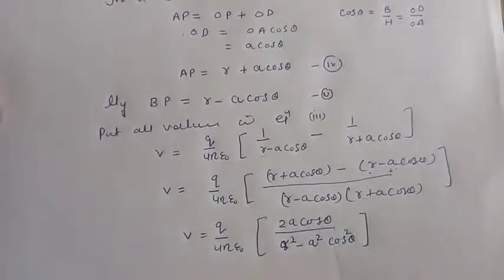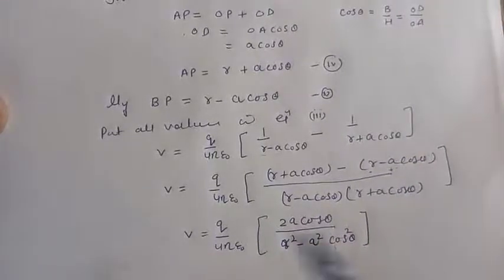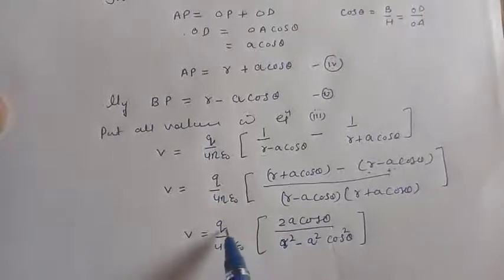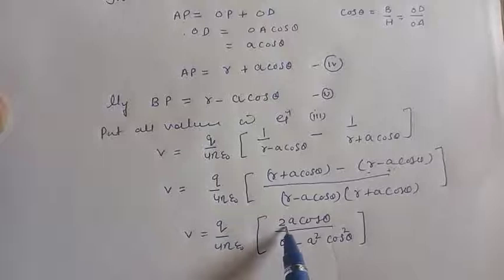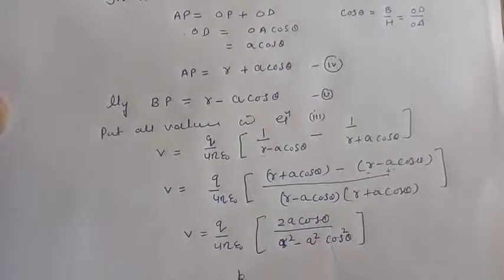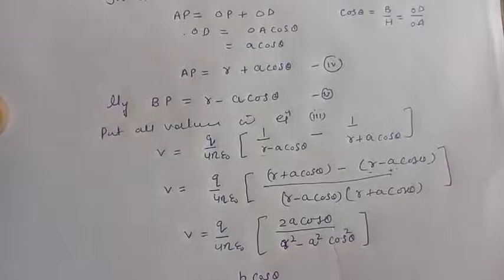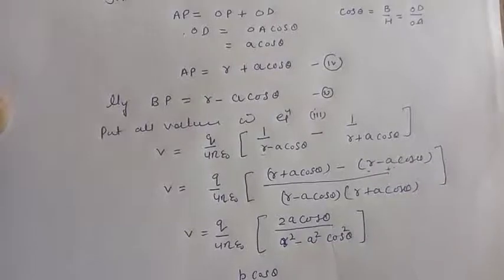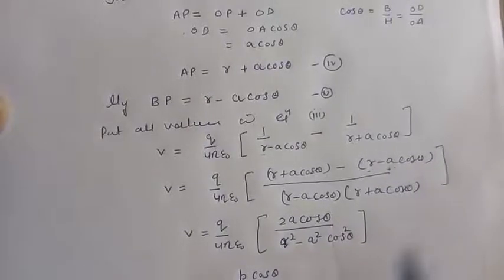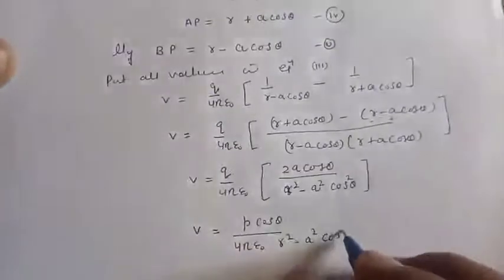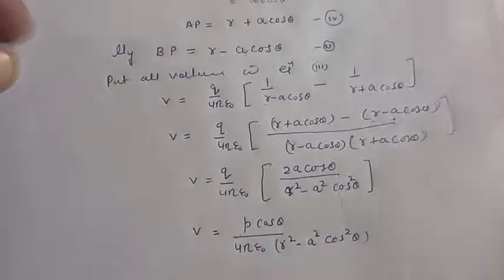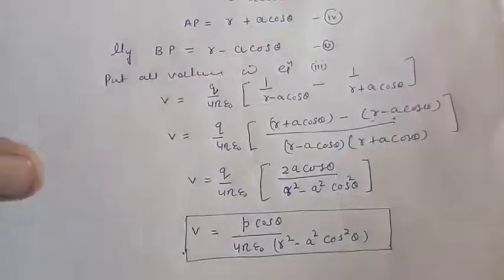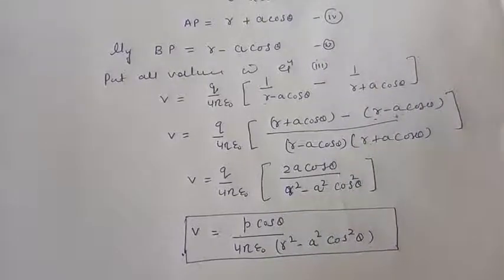So now this is Q, this is 2A. Q into 2A, that is the product of charge into dipole length, which is the dipole moment P. So P cos theta upon 4 pi epsilon 0 into R square minus A square cos square theta. So this is the electric potential due to dipole at any point.